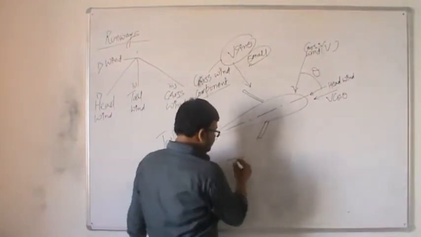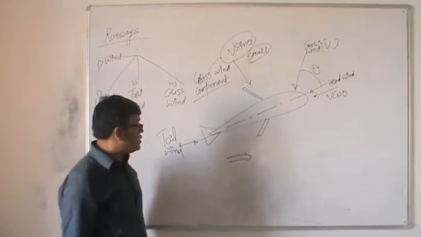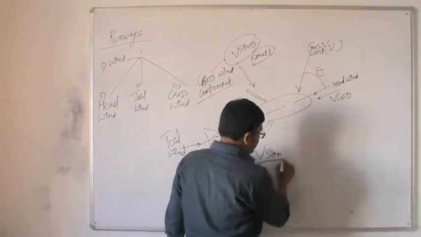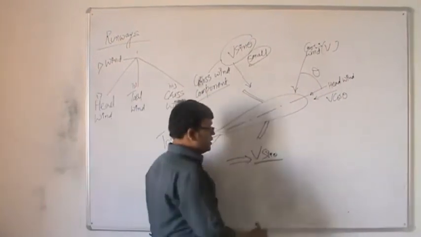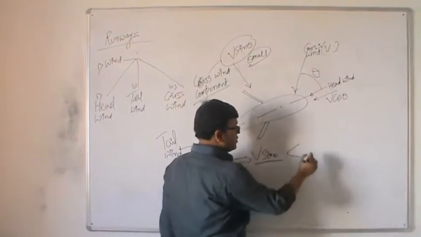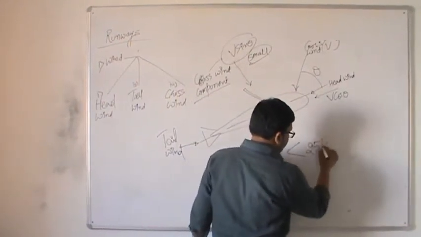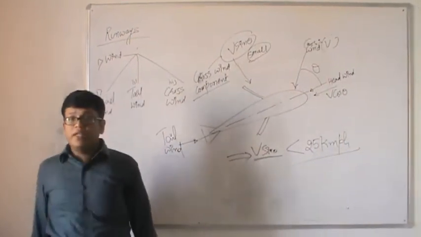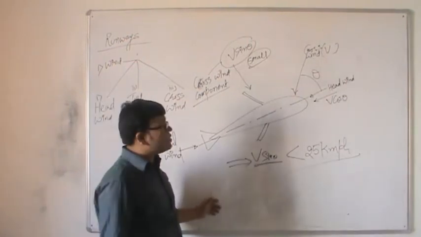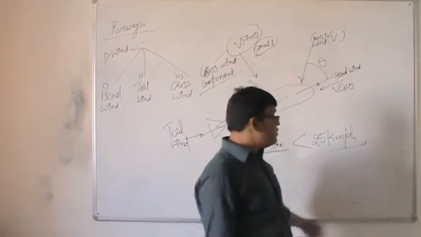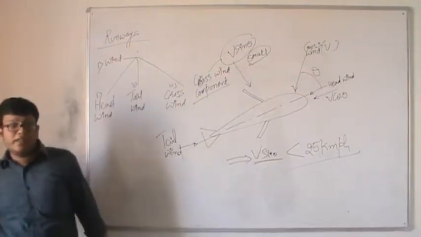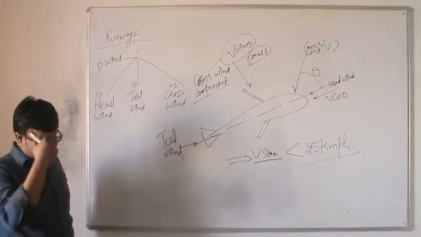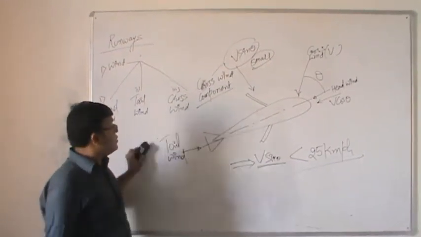Here we have some of the standard values for this V sin theta component. V sin theta should always be less than 25 kmph in case of landing and takeoff of lightweight aircraft. For lightweight aircraft, this crosswind component should not exceed the limit of 25 kmph, otherwise it will result in the turning of the aircraft. Therefore, V sin theta is a very critical parameter which we need to satisfy in all these situations.